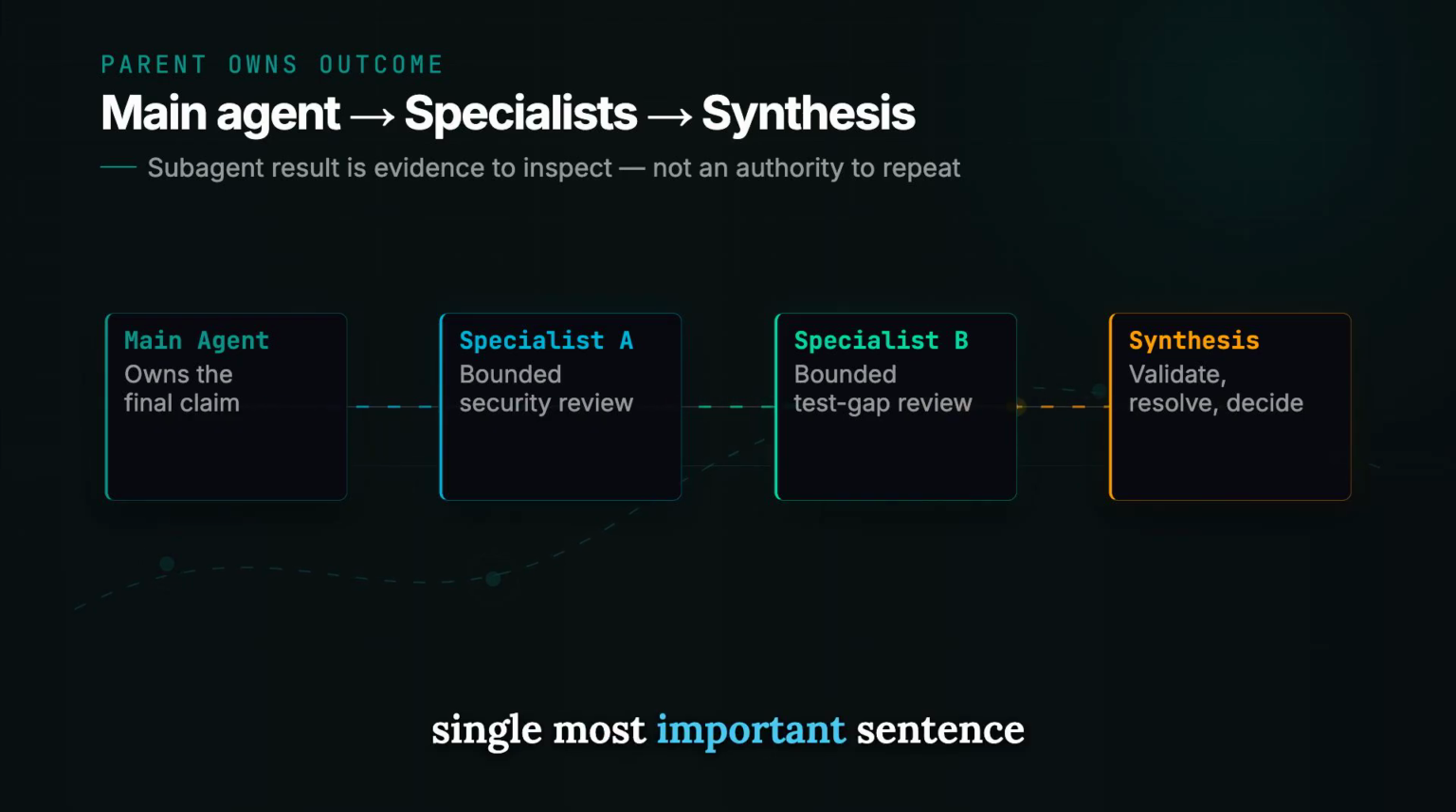The single most important sentence in this architecture: a subagent result is evidence to inspect, not an authority to repeat. The parent is responsible for the final claim. If the parent forwards an unverified finding, that is a parent bug, not a subagent bug.